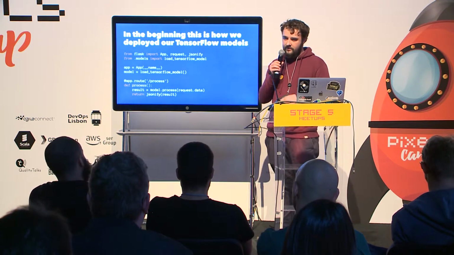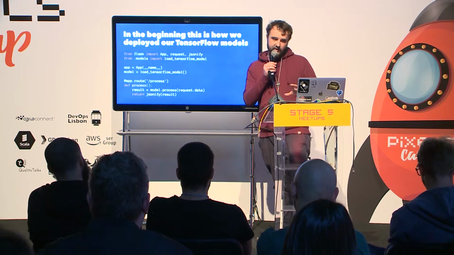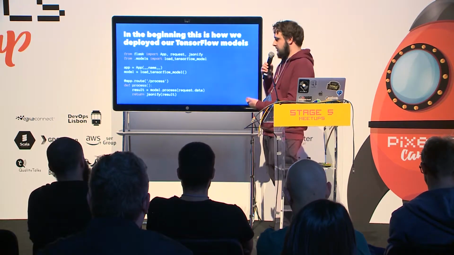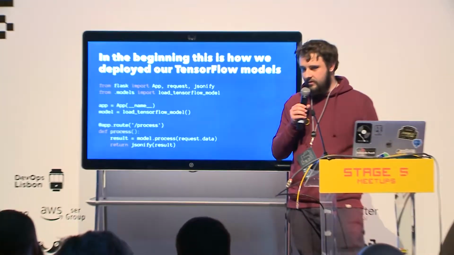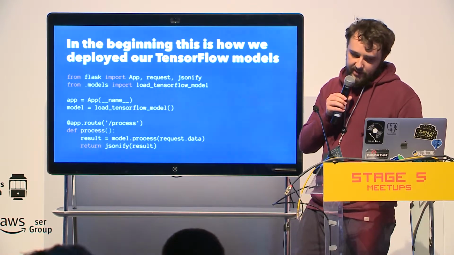What it's trying to show you here is we have a Python application. We load the TensorFlow model using TensorFlow, and we just expose a simple REST API called process, and we do something with the model, and we return the result. So nice and simple. It runs locally on your machine, and it works. But there are some downsides to this.